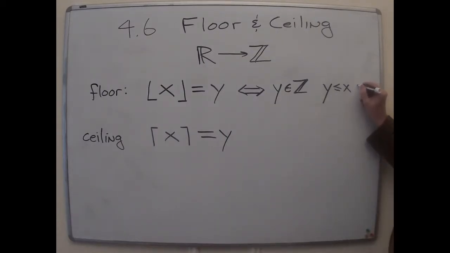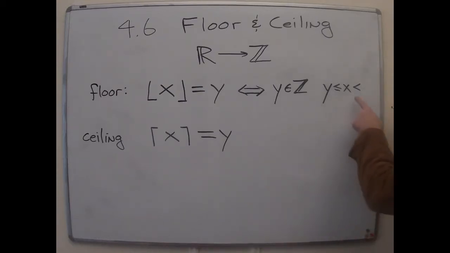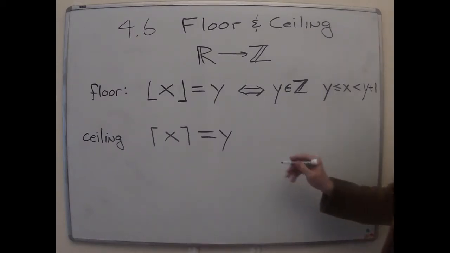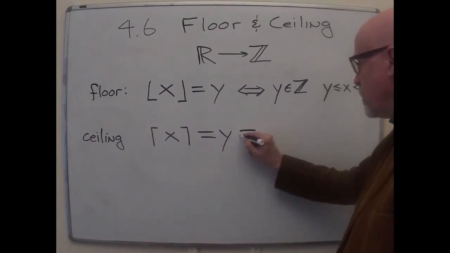This wouldn't be well defined that way. But if we also cap it this way and say that y is less than or equal to x, but y plus 1 will definitely be bigger than x, now you've uniquely determined what y is. Okay. The ceiling is very similar, just a slight difference in how the inequality is written.